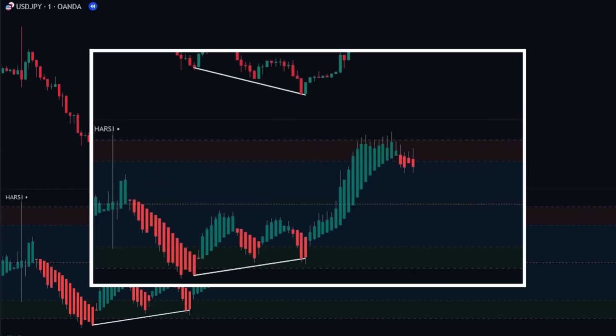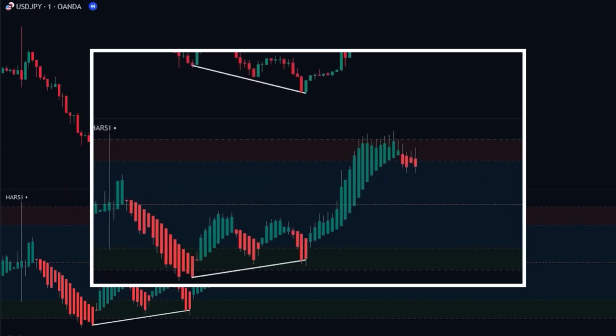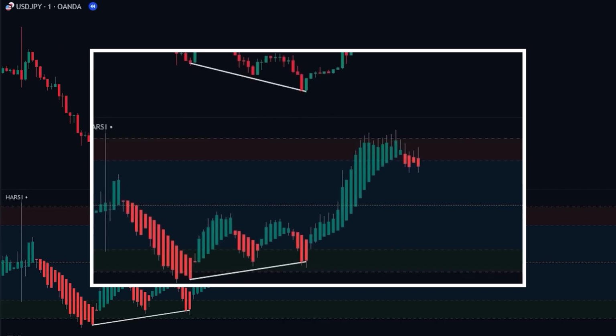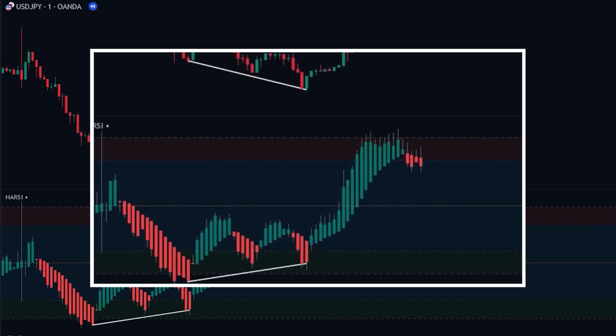And similarly, if the price is making lower lows and the RSI oscillator candlesticks are making higher lows, this makes it likely for a reversal to the upside.